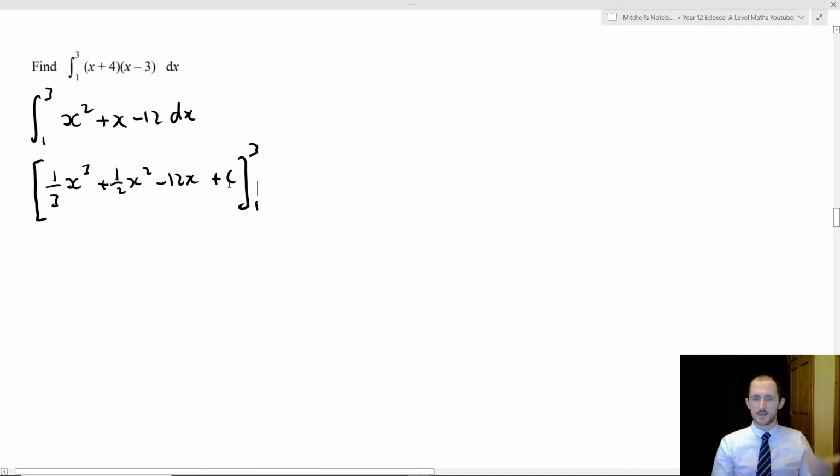That doesn't make any sense. But I'm going to show you why the plus c is actually irrelevant. We don't just get rid of it because we know it's an area. We get rid of it mathematically.